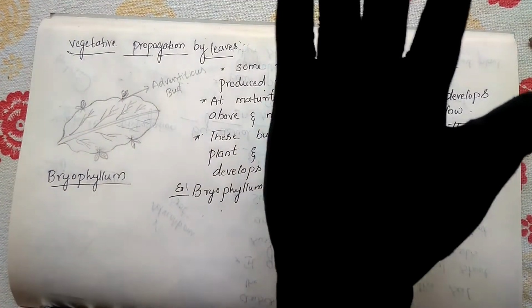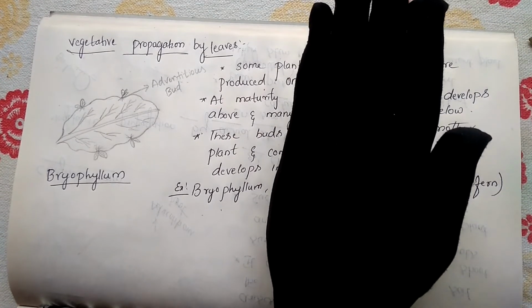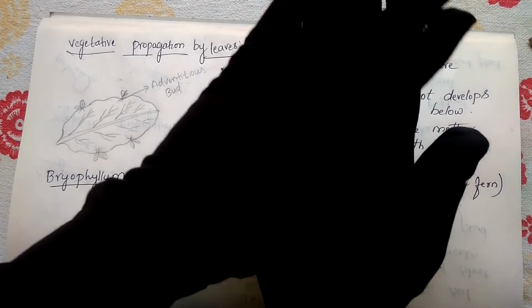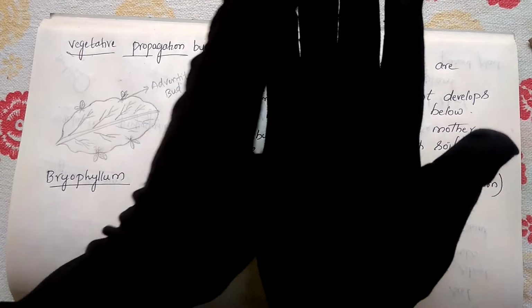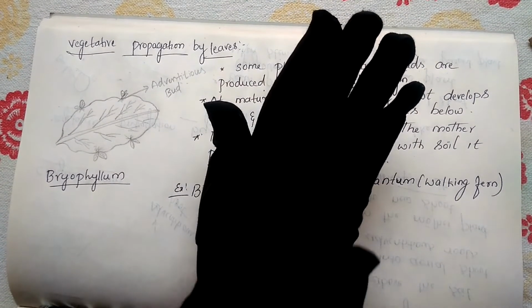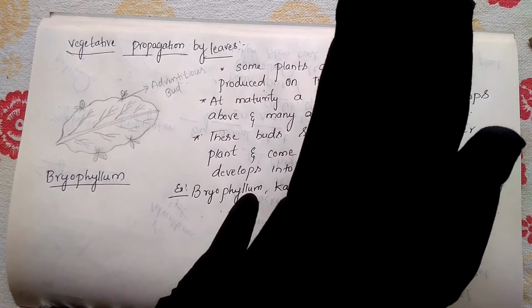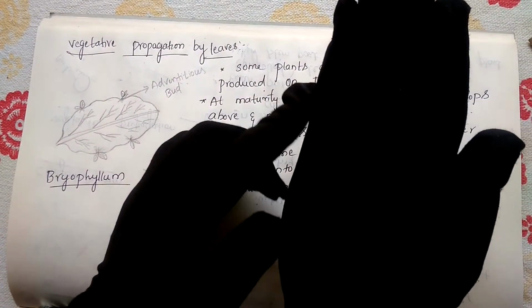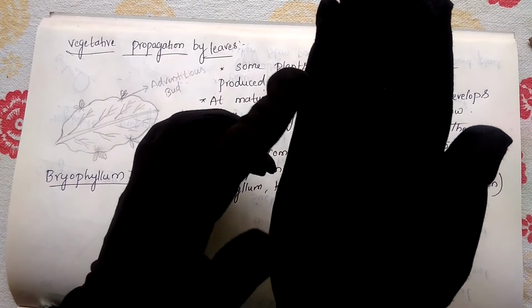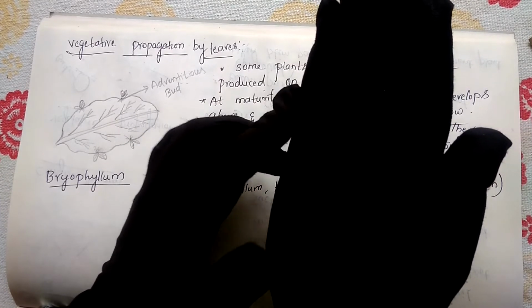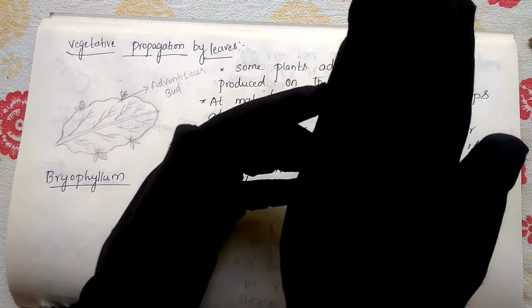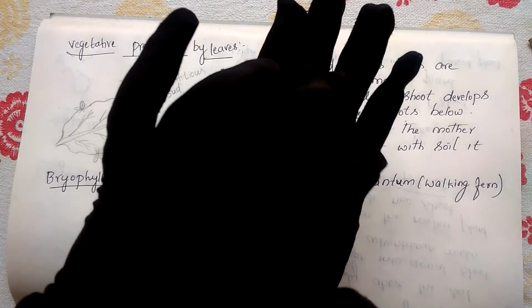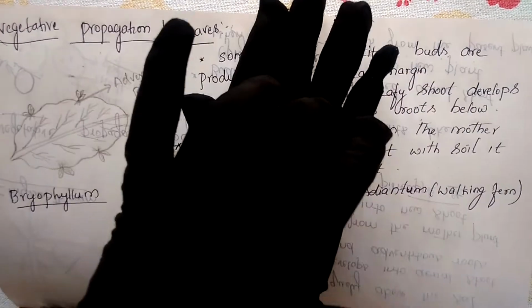For example, assume that this is my hand. Assume that my hand is like a leaf. This is the upper surface of the leaf and this is the lower surface of the leaf here. Now where will the adventitious buds be produced? Adventitious buds will be produced in this margin here. So buds will be produced on the upper surface, whereas adventitious roots will be showing downwards.